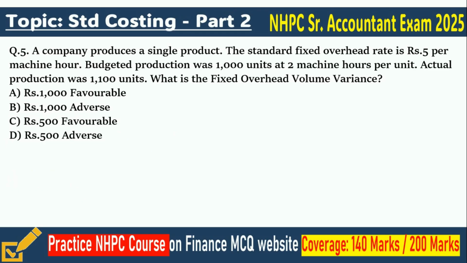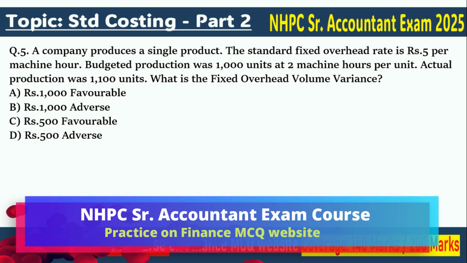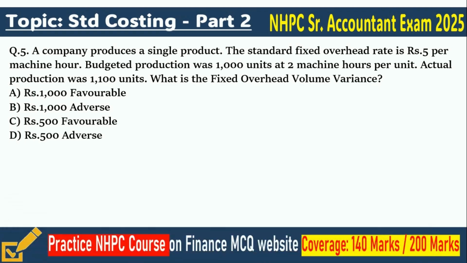A company produces a single product. The standard fixed overhead rate is rupees 5 per machine hour. Budgeted production is given as 1000 units at 2 machine hours per unit. Then actual production was 1100 units. What is the fixed overhead volume variance? So the options are option A, rupees 1000 favorable, option B, rupees 1000 adverse, option C, rupees 500 favorable, while option D says rupees 500 adverse.